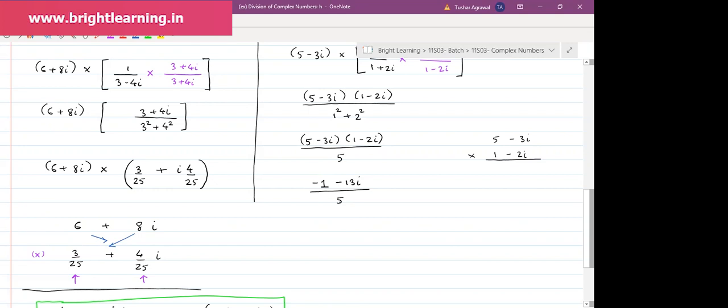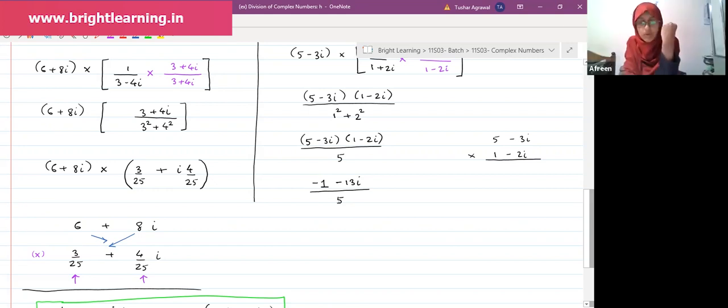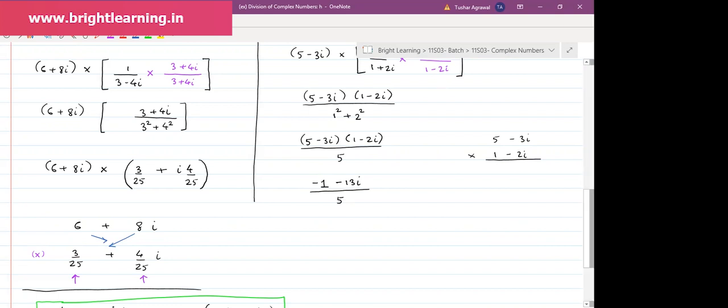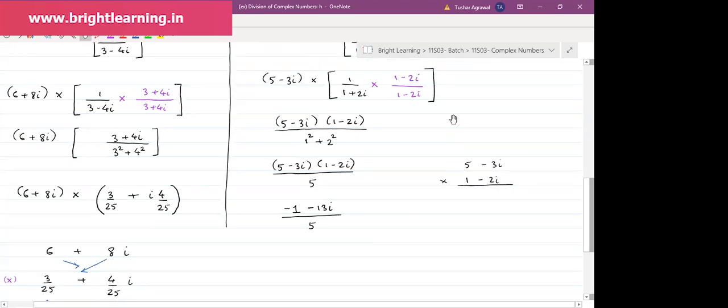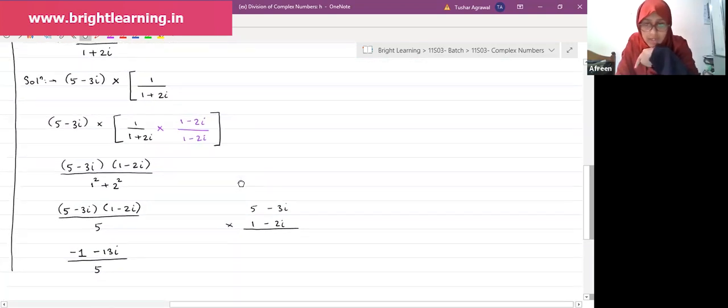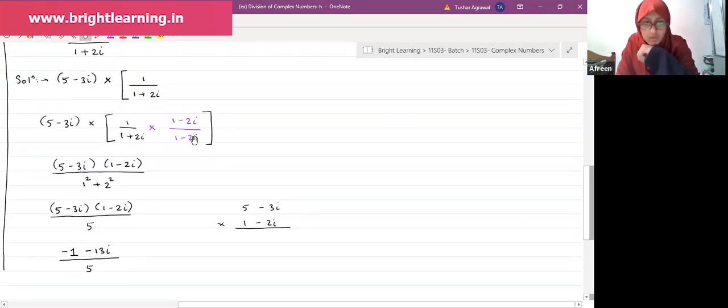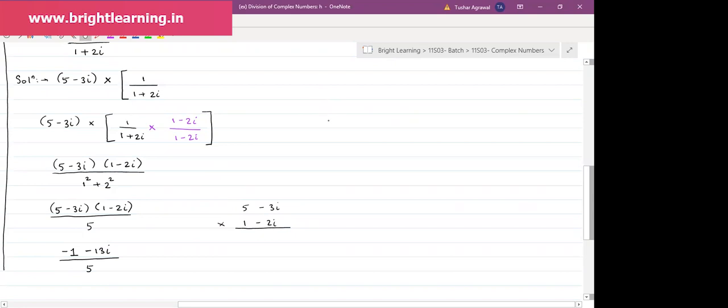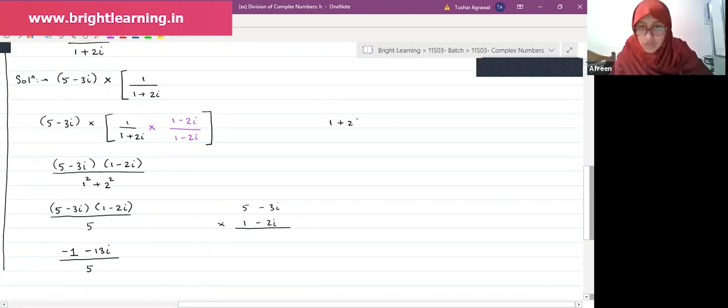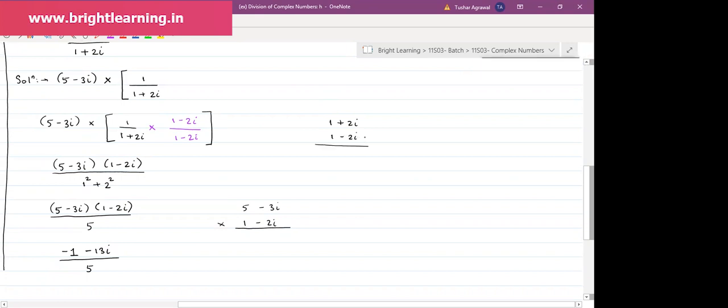Sir, how can 1 square plus 2 square become positive? There will be a minus sign in between them, right, sir? No, it is actually 1 plus 2i and 1 minus 2i, so it is 1 square minus 2i whole square. Sir, can I show you what I have done, because I have a bit of doubt. One minute. The denominator is 1 plus 2i and 1 minus 2i. It is something of the form p plus q, p minus q.